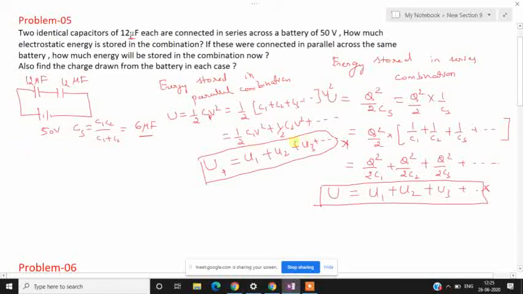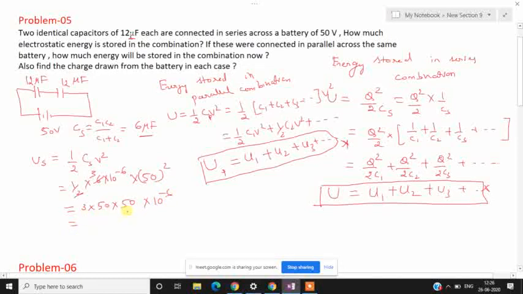Now we have the combination, you can write out US. US is nothing but the energy stored in the series combination. Since we don't know the charge, I can use the formula 1 by 2 CS V square. 1 by 2 CS is 6 into 10 to the power of minus 6 into 50 whole square. You get the answer? To check, it will be 7.5 into 10 to the power minus 4. So 50 into 50 into 10 to the power of minus 6.